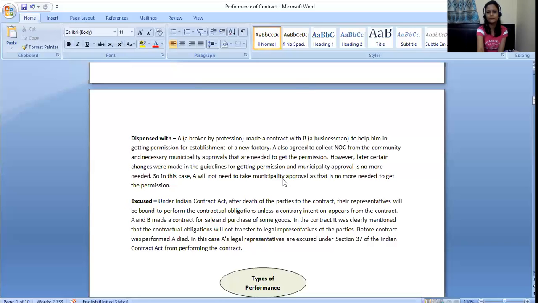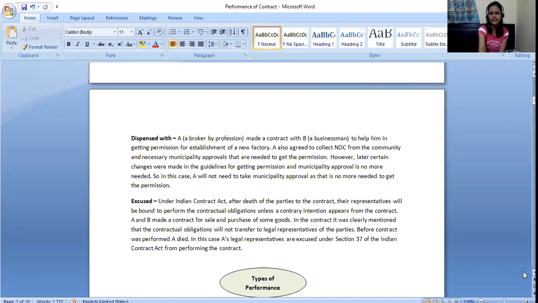So basically what happens, whenever we make a promise, we should perform it. The only exception is that it is no more necessary to perform, or it is excused under some kind of law. In that case, we will not perform it. Otherwise, we should perform it.